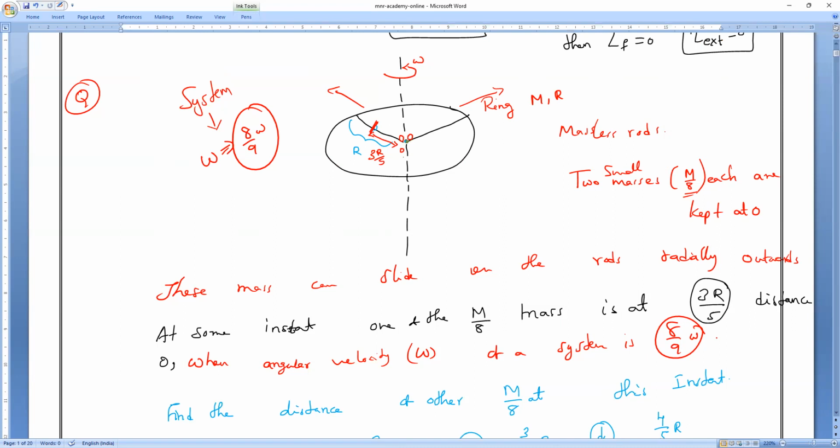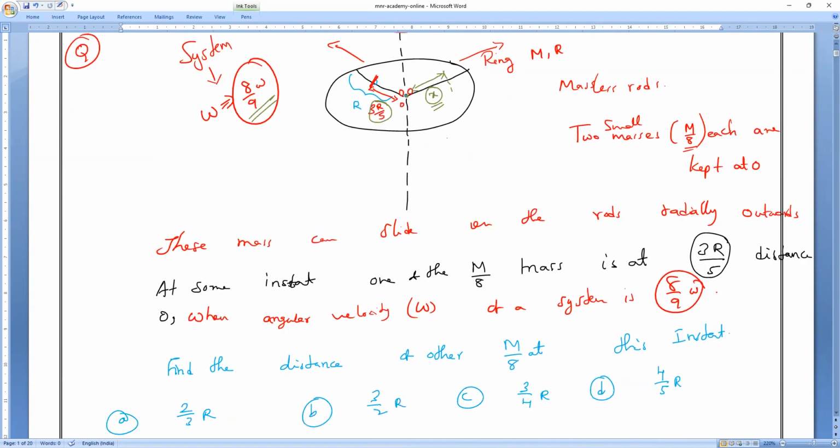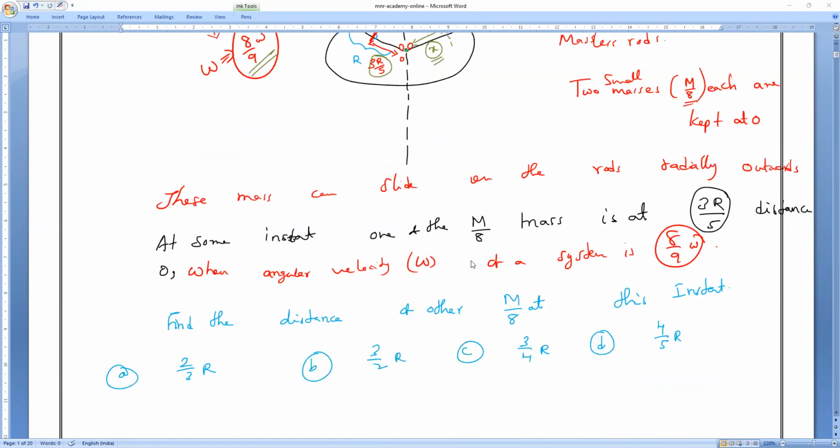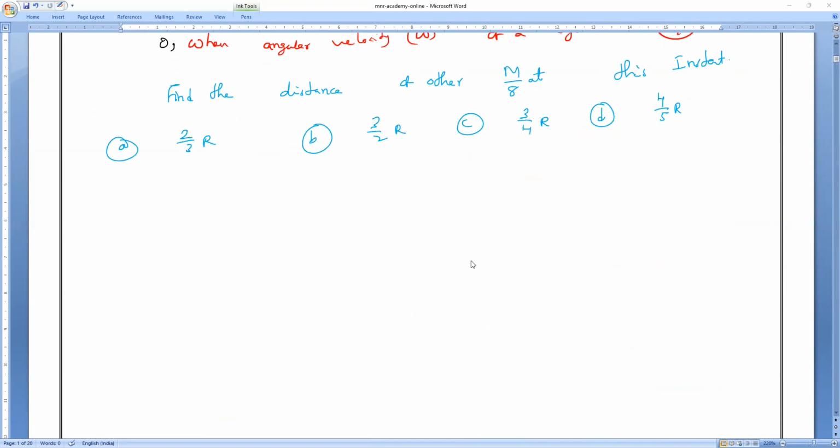Now see, when the angular velocity of the entire system is 8 by 9 omega, by this time one of the masses has traveled 3R by 5 distance. Then at that instant, what is the distance traveled by the second body? That is what they are asking. Let us assume X. Any problem? Anybody? Clear, everybody? Can you hear me at least? Yes, sir. Please be active, because these are very tough advanced sums you have to understand.